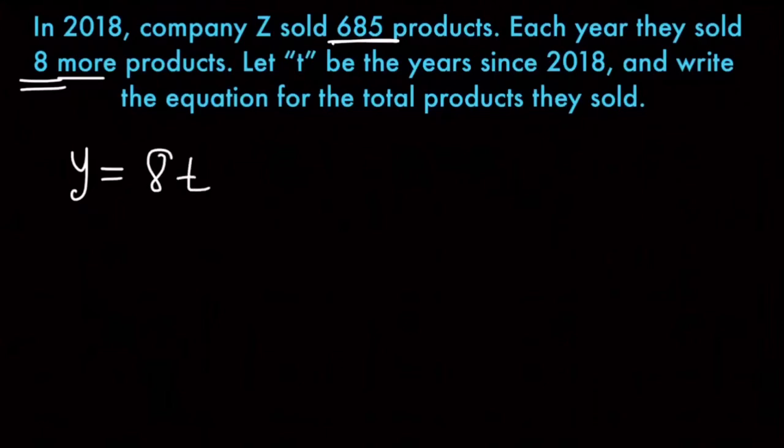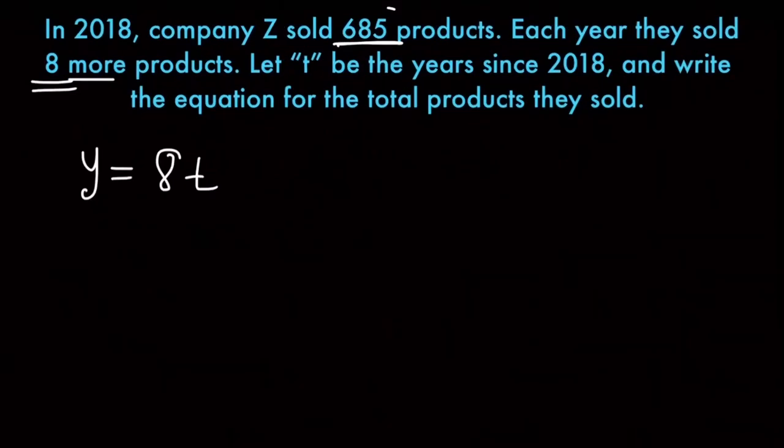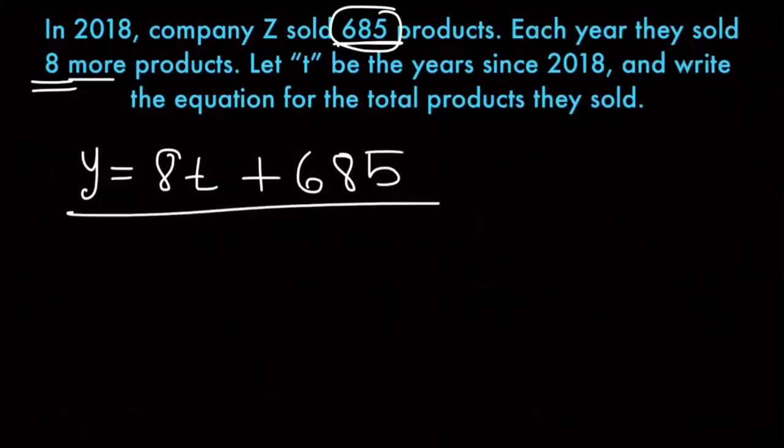So we're going to put t as a variable. So if there was 1 year passed, it would be 8. But that's not true. They didn't just sell 8. They sold 8 over the original 685 that they sold before any years passed by. So we're going to say 8t plus 685. This would be the correct linear equation to represent this situation.